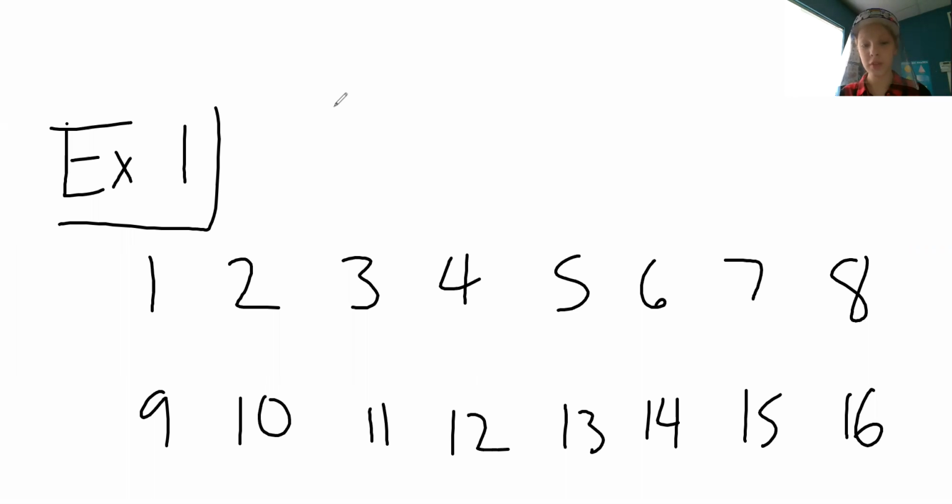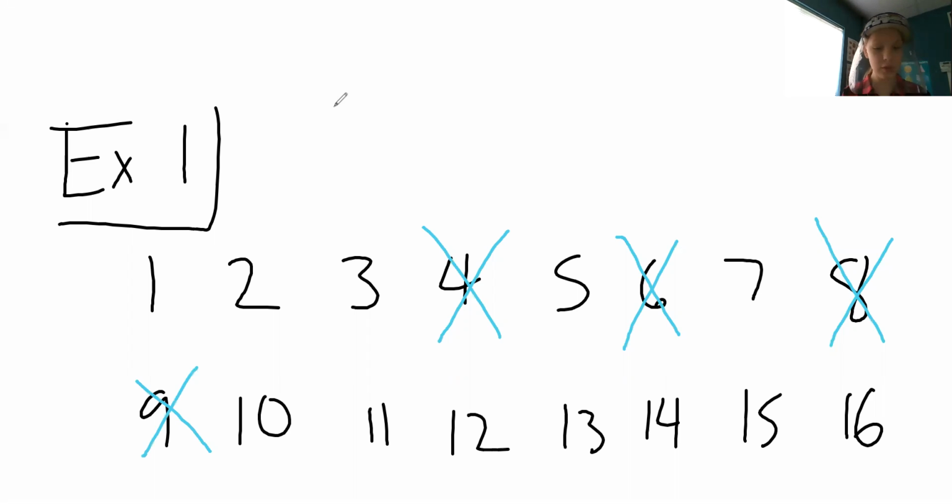4 is divisible by 1, 2, and 4, so we can cross that out. Yep. 6 is also divisible by 3 and 2. Yep. So that will not apply. 8 has 2 and 4, 9 has 3 and 3, 10 has 2 and 5, 12 has 2 and 6, and 3 and 4, 14 has 2 and 7, 15 has 3 and 5, 16 has 4 and 4.